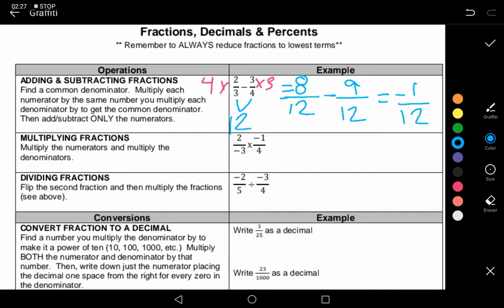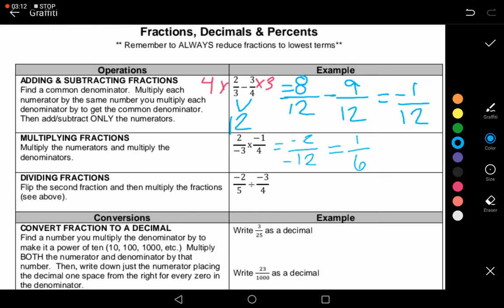When we're multiplying, this is the easiest operation with fractions. All we need to do is multiply the numerators and multiply the denominators. So 2 times negative 1 is negative 2, and negative 3 times 4 is negative 12. Then just remember to reduce to lowest terms. Because this is a negative number over a negative number, we have a positive outcome. So we can divide by 2. Negative 2 divided by 2 gives me 1, and 12 divided by 2 is 6. So that's now written in lowest terms.